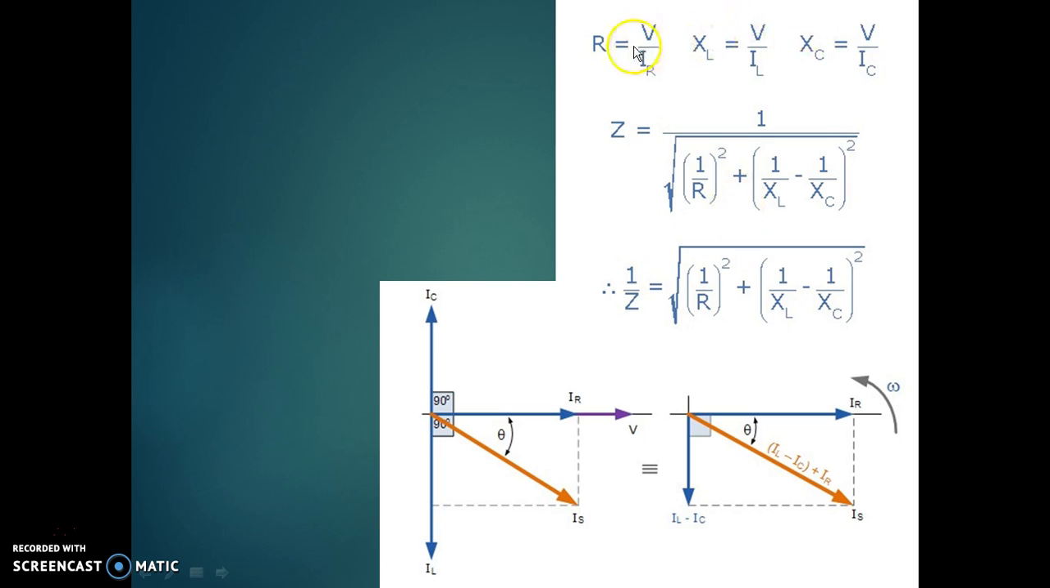And here R is equal to V by IR, XL is equal to V by IL, XC is equal to V by IC, and Z comes out to be 1 upon the root over 1 by R the whole square plus 1 upon XL minus 1 upon XC the whole square. Now 1 upon Z is equal to root over 1 by R square plus 1 by XL minus 1 by XC the whole square. Now this component 1 by Z looks easier to compute than the actual value of Z.